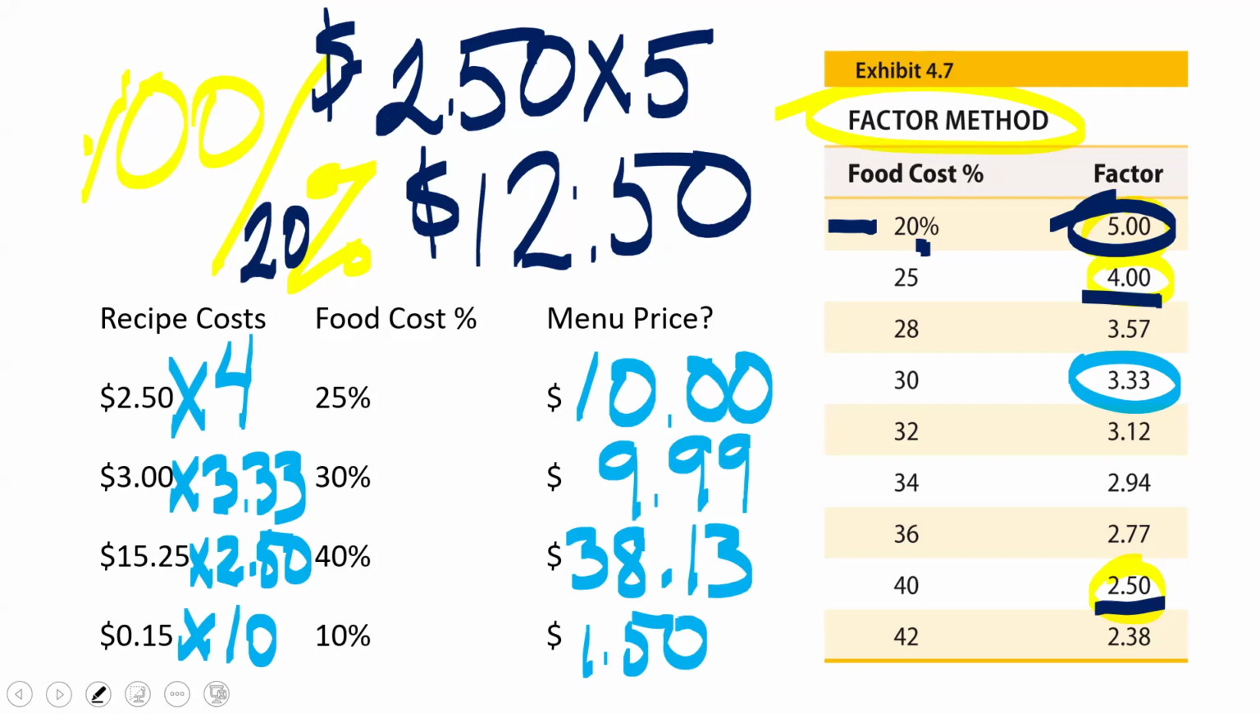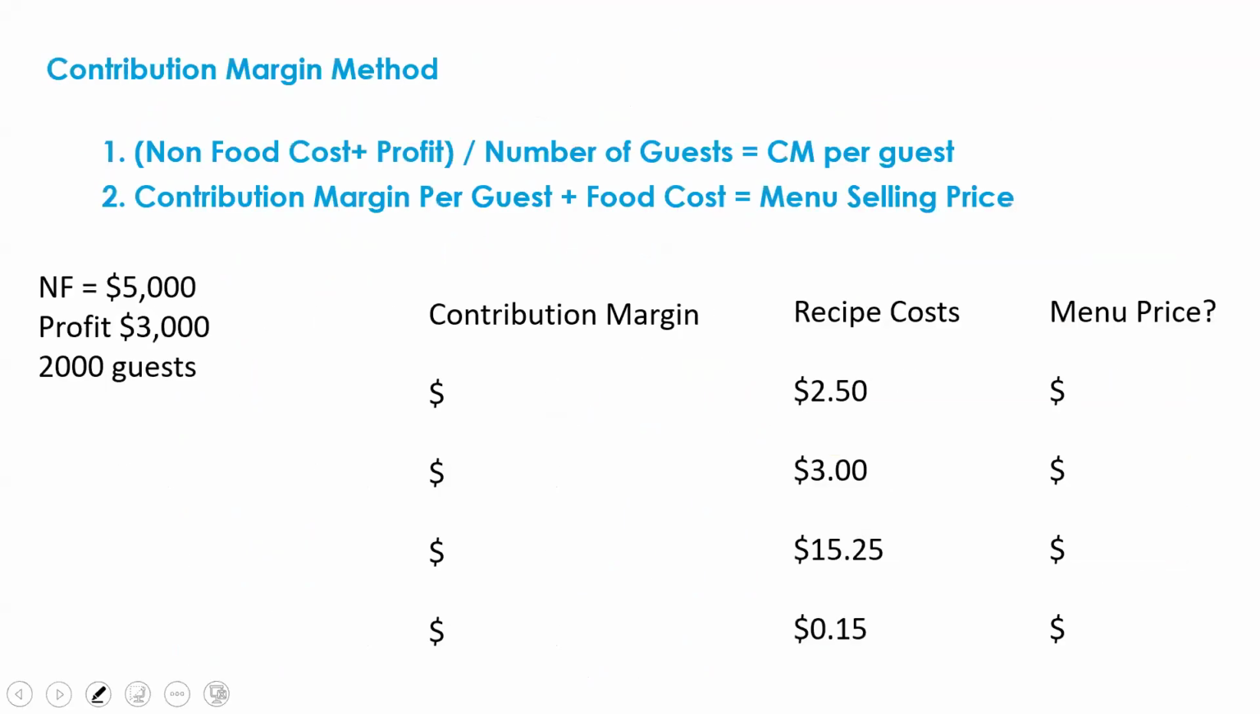Questions, comments, concerns about this? Factor or food cost percentage? Yes, the triangle is the answer to number 3. All right, the third method is called the contribution margin method. So 2, letter C, is contribution margin method.